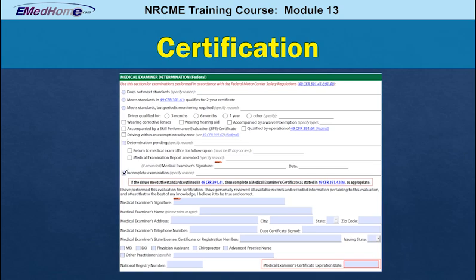Incomplete examination allows the medical examiner to submit examination results for a driver whose medical evaluation was not completed. This includes a driver who may have decided during the examination that he or she did not want to continue the examination and left the medical examiner's office. Submitting this type of examination result alerts the FMCSA to the possibility of a driver visiting more than one medical examiner to receive a specific desired examination result.